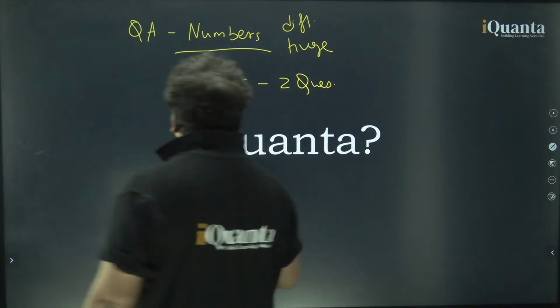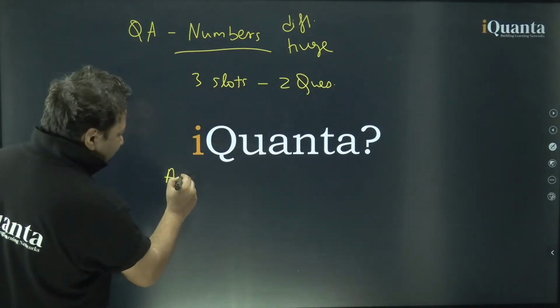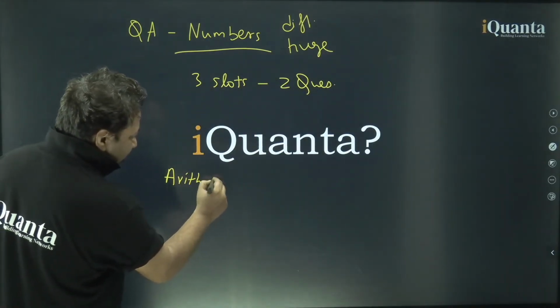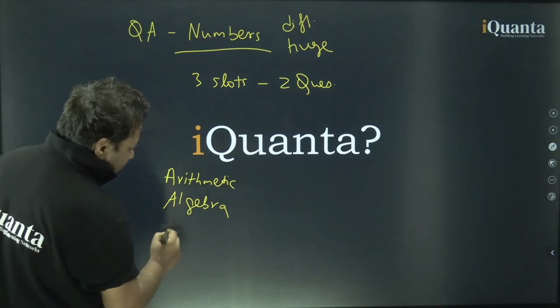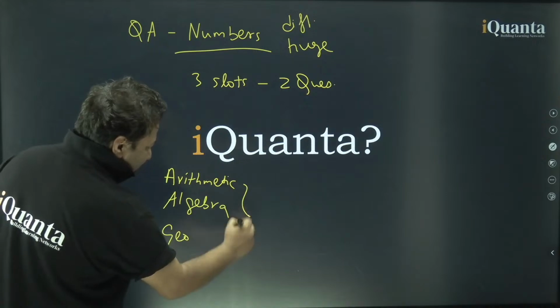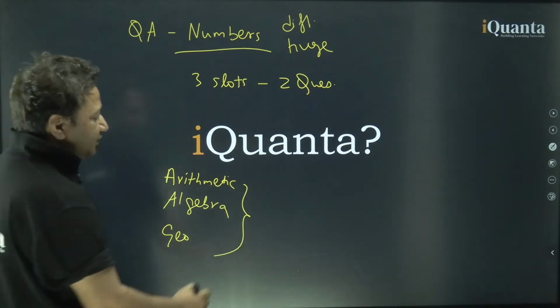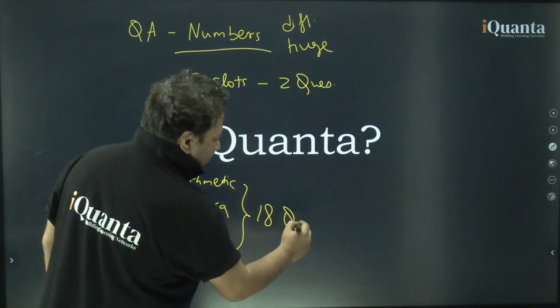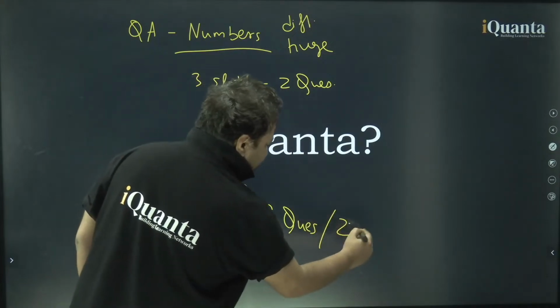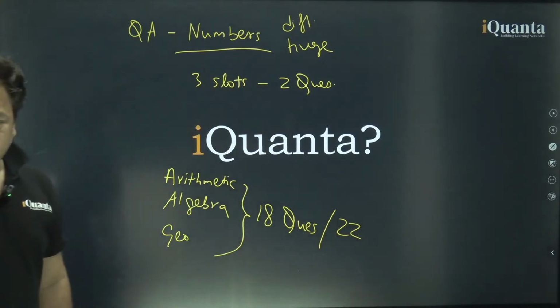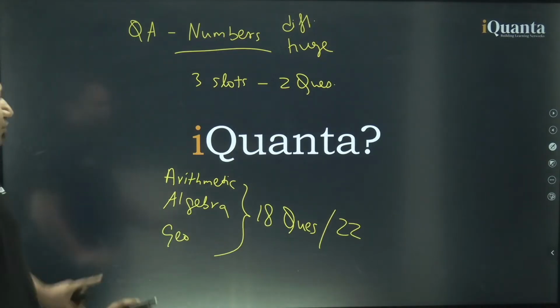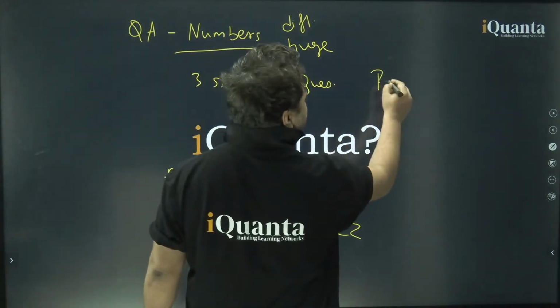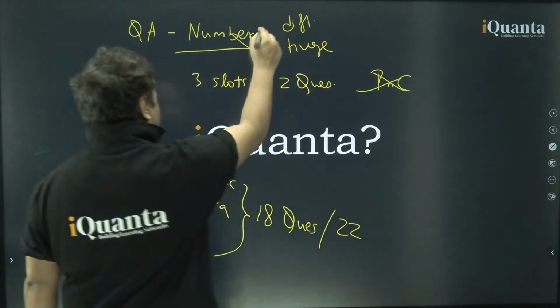Now, then comes arithmetic, algebra, and geometry. These 3 modules combined would fetch you around 18 questions out of 22. More or less, it is the same thing. These 3 modules only. If you don't like numbers, you don't like PNC, probability, just leave that. Do this.